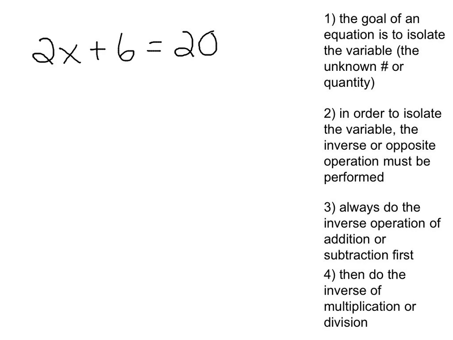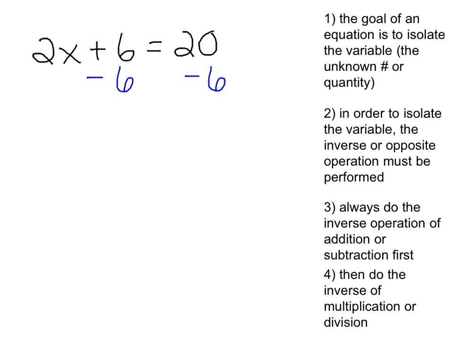Now, in a two-step equation like this one, it's called a two-step equation because there are two operations. We have addition right here, and we have multiplication. Those are our two operations. Now, the first thing we have to do is undo addition or subtraction. So instead of adding 6 right here, we will do the opposite. We are going to subtract 6 from both sides.